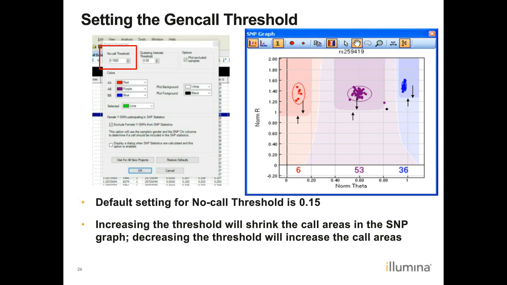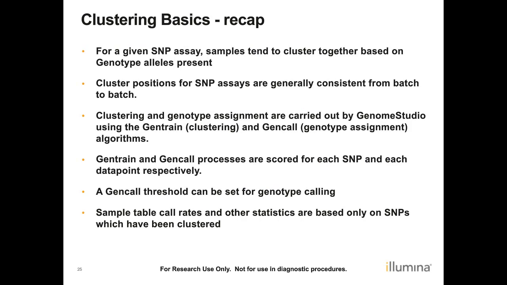Now, for clustering basics, let's recap. For a given SNP assay, samples tend to cluster together based on the genotypes. The cluster positions for the SNP assays are generally consistent from batch to batch. Clustering and genotype assignments are carried out by the GenomeStudio algorithms GenTrain, which handles the clustering, and GenCall, which handles the genotype assignment. GenTrain and GenCall processes are scored for each SNP and for each data point, respectively.